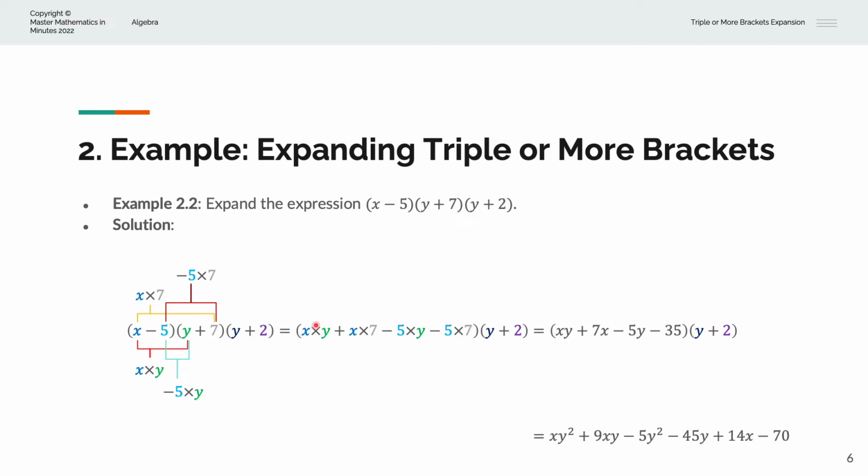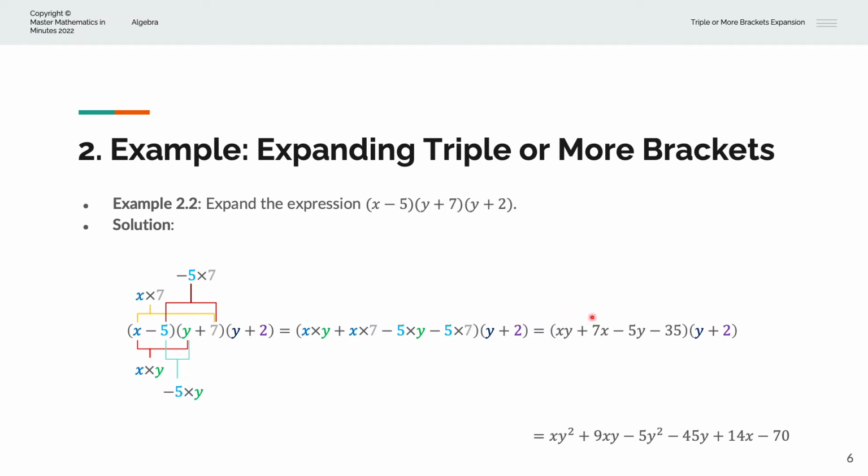So we'll simplify the first bracket. x multiplied by y is xy. x multiplied by 7 is 7x. Minus 5 by y is minus 5y. Minus 5 by 7 is minus 35. We'll copy the (y + 2) across.